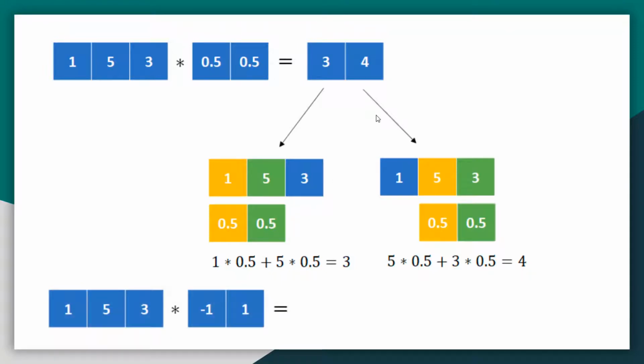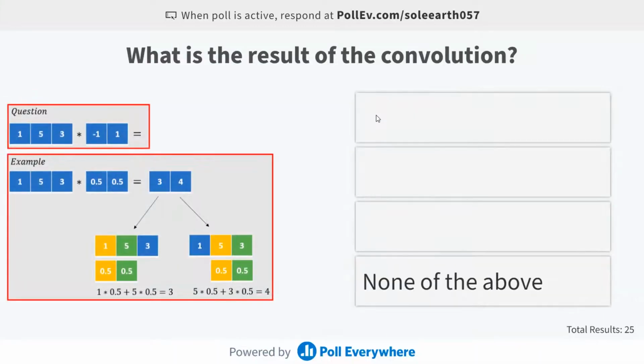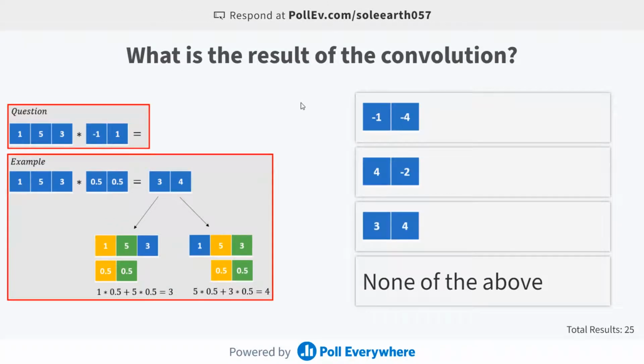So it is time for your first exercise, guys. I highly encourage you to pause in one moment and try to solve this yourself. And this is the question. What is the result of the convolution of 1, 5, 3 with the filter negative 1, 1? So please, guys, go at it.